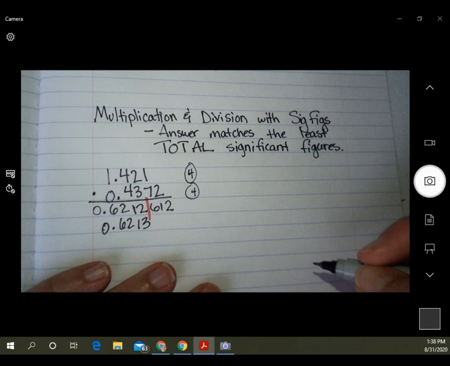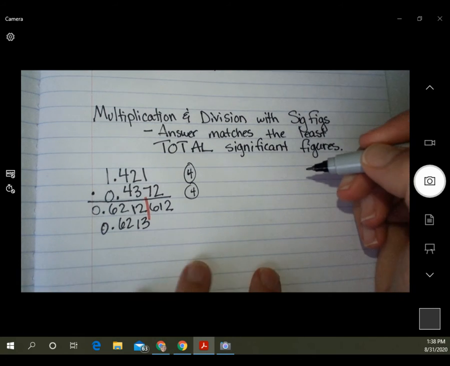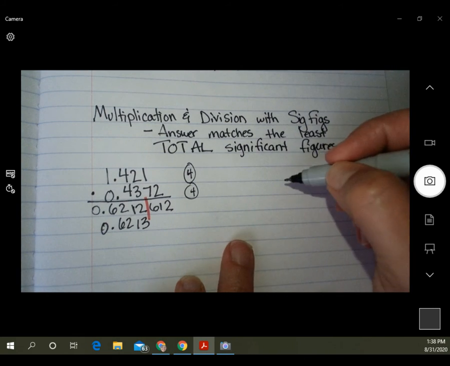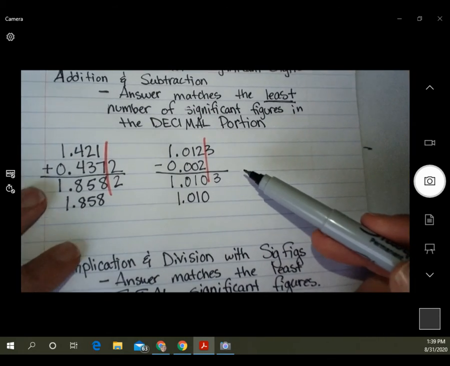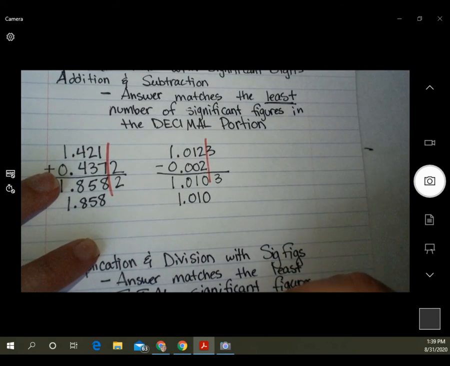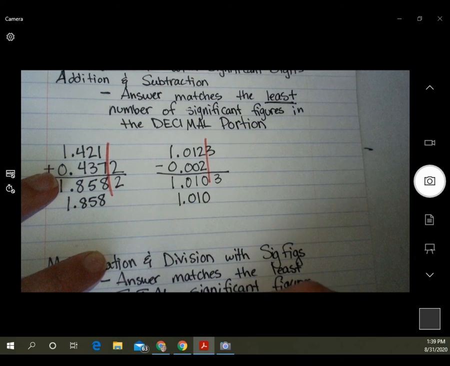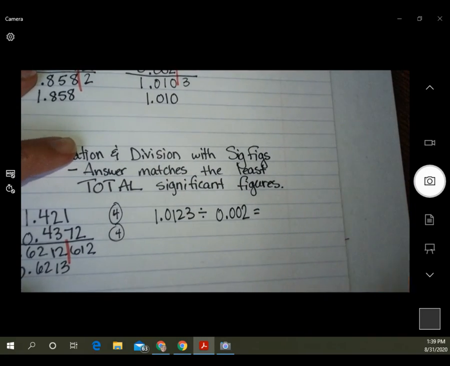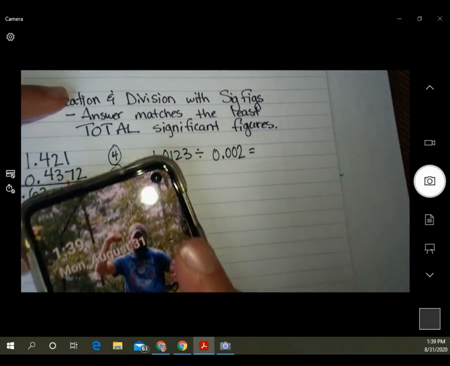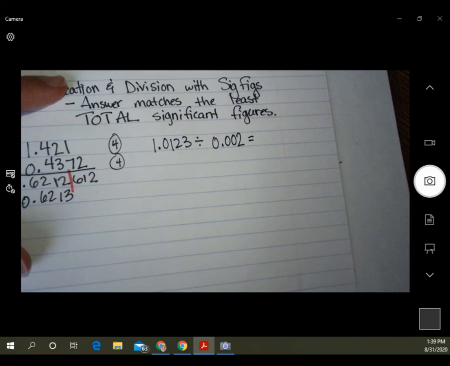All right. That one, not the best example in the world because they both had 4, but let's look at this. The one we did up here as a subtraction. We're going to use the same numbers and we're going to divide. So our problem is going to be 1.0123 divided by 0.002. And you cannot see what I wrote. So I'll plug that into the calculator.